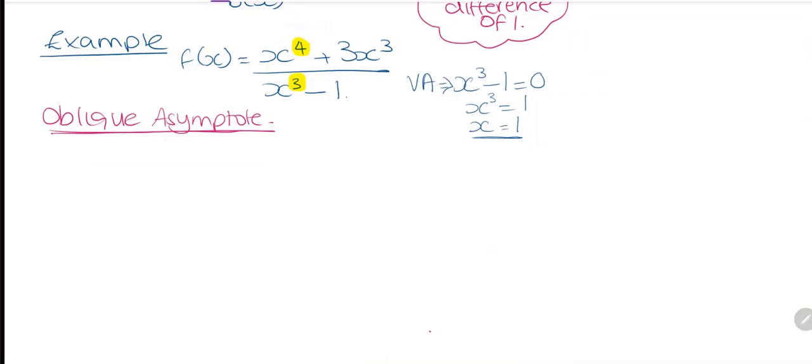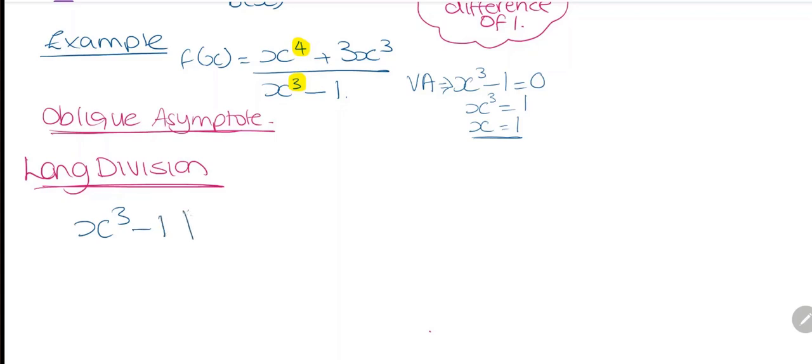To find the equation of the oblique asymptote, we need to take the equation, x to the 4 plus 3x cubed divided by x cubed minus 1. So we're going to do long division. Sometimes you can use synthetic division, but that's only when the divisor has a degree of 1. So let's do this. We'll have x cubed minus 1, and we need to divide this into x to the 4 plus 3x cubed.